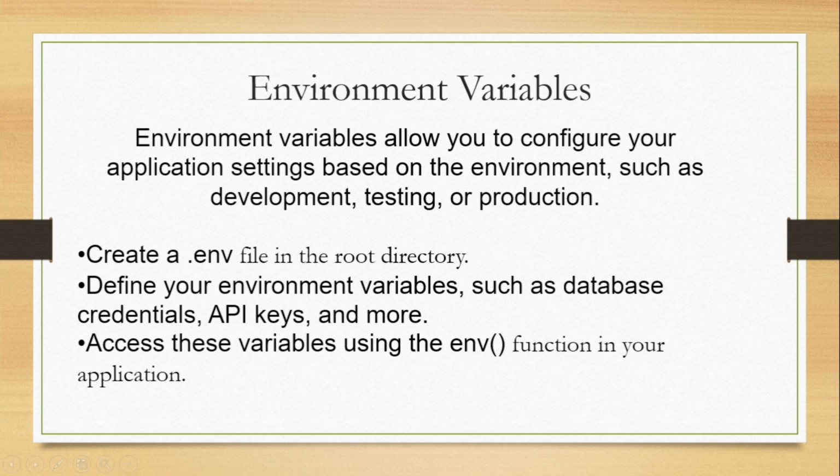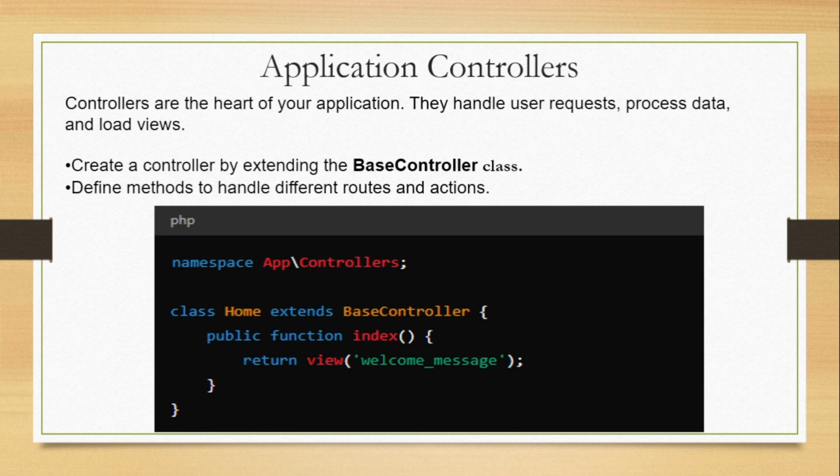So create a .env file in the root directory. Define your environment variables such as database credentials, API keys, and more. Access these variables using the env function in your application. We will cover this in depth in our coming sessions.